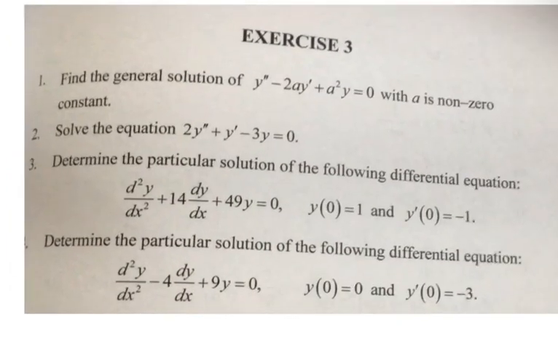Okay. For number 1, find the general solutions of y double prime minus 2a y prime plus a squared y equal to 0, with a a non-zero constant. That means a is positive. A is a positive constant. I want you to try this one first. I will give you 3 minutes. Try question number 1. After that, we will discuss the solution for number 1.